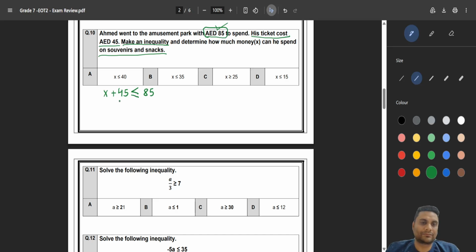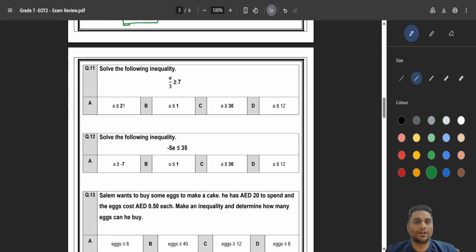Now we have to solve this. If I see plus 45, what will I do? Minus 45. Minus 45 here, minus 45 here. 45 and 45 gone. So x less than or equal to 85 minus 45, which gives me 40. What does it tell me? That on the souvenir he can spend maximum 40 dirhams, right? Or less than 40. But he cannot spend more than 40 because he doesn't have that kind of money. So my answer will be A, x less than or equal to 40.